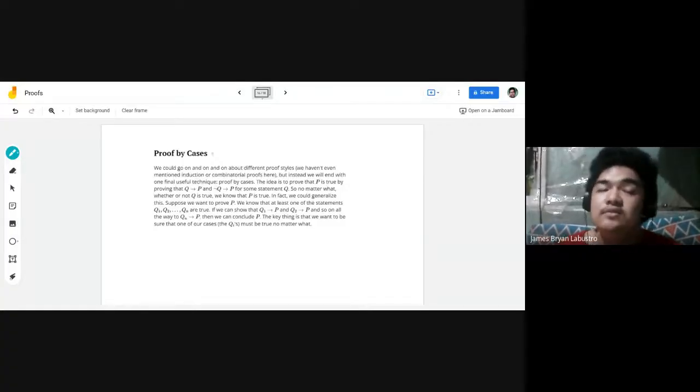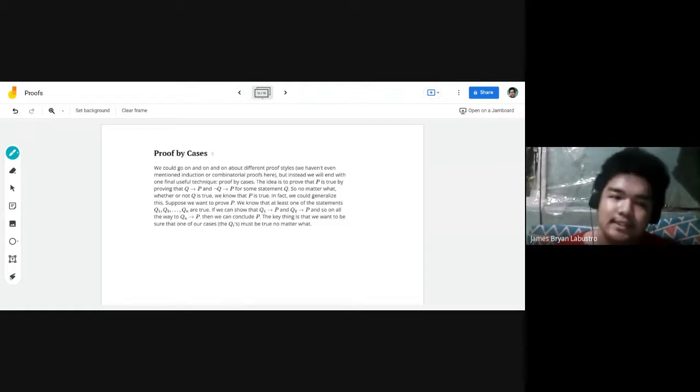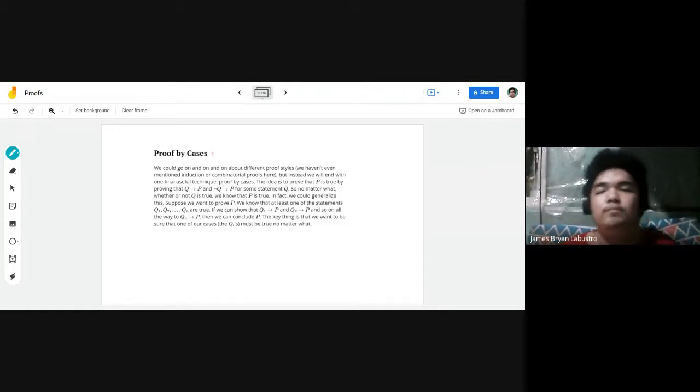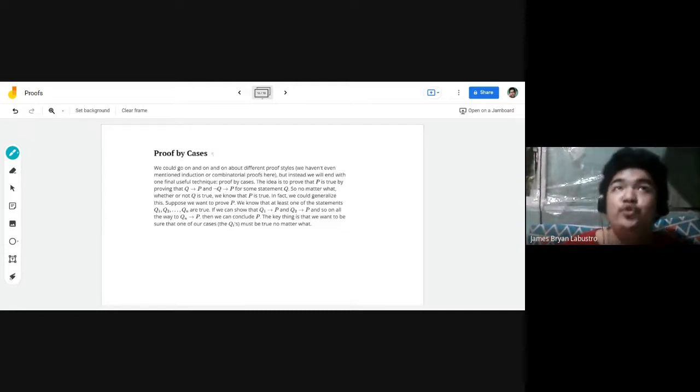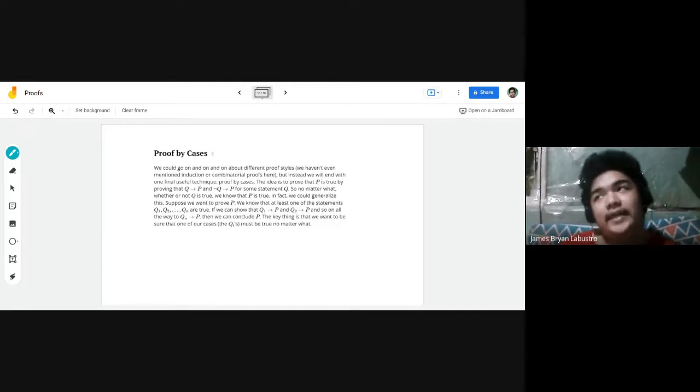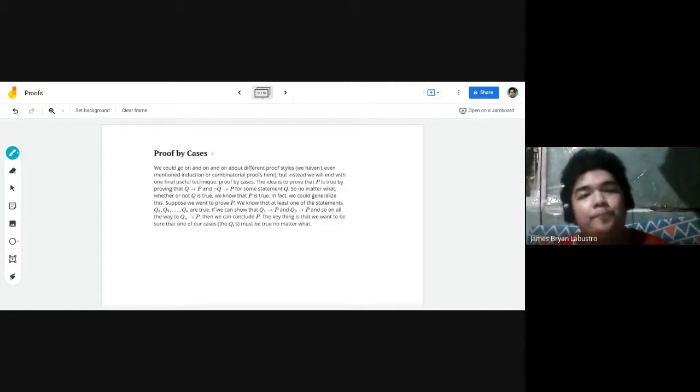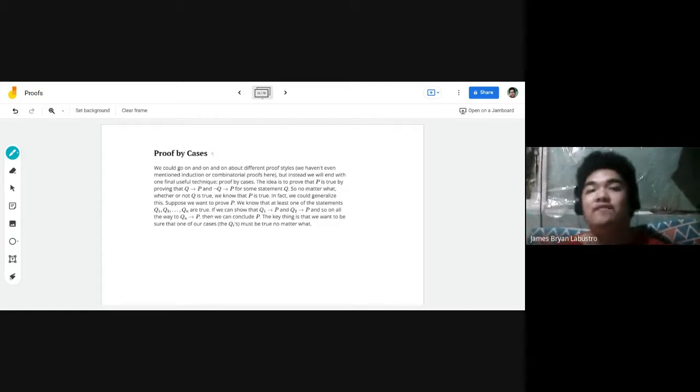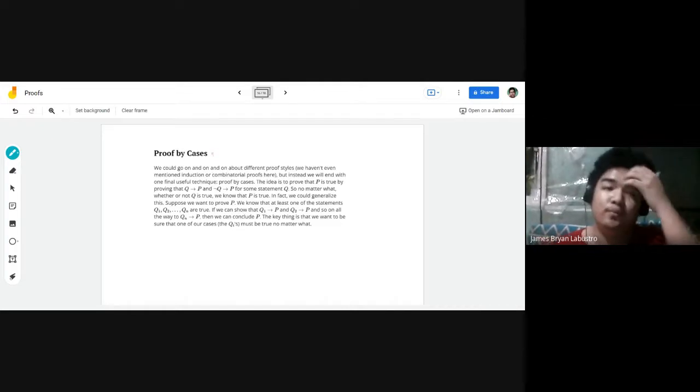Good day, everyone. We're going to have the second to the last topic, which is probably proof by cases. Proof by cases is where you have case 1, case 2, case 3, case 4, which are probably different levels of case and how it is going to prove.